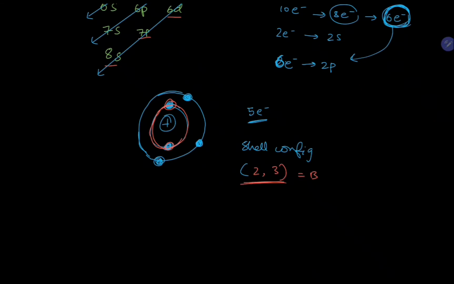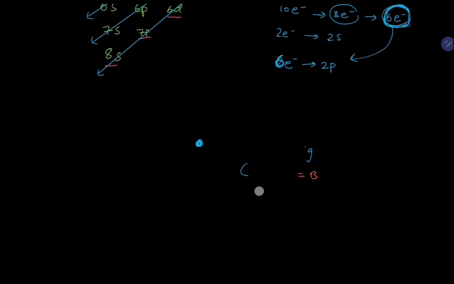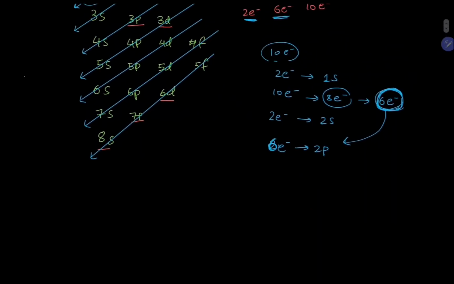How could you write the electronic configuration in the same line, the same way? So now, let's see this.